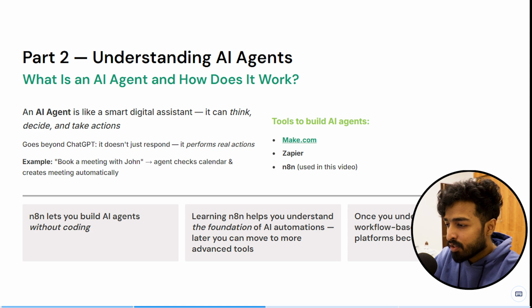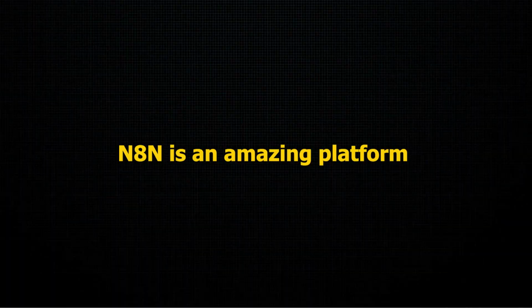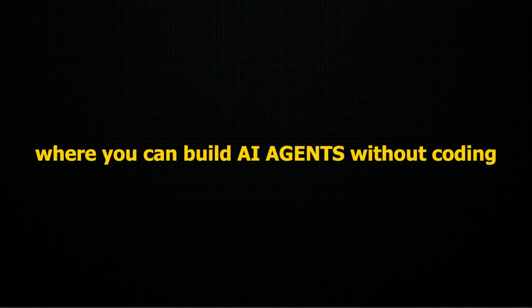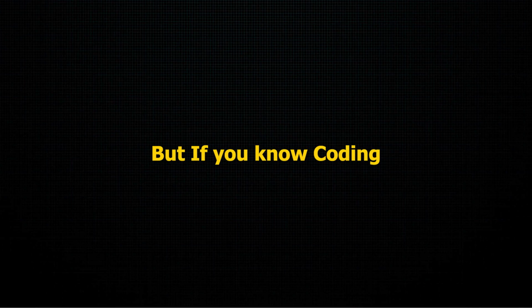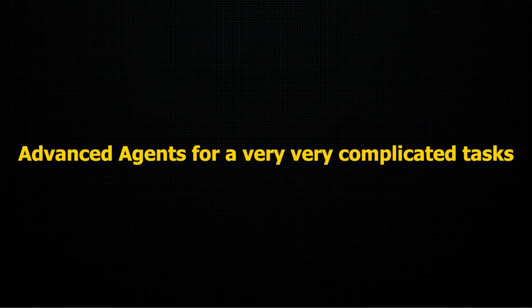And now since you're watching this video, I know you really want to learn how to build an AI agent. So how can we build it? Currently there are many tools like make.com, Zapier, and N8n. And of all those tools, we are going to use N8n, because N8n is an amazing platform where you can build AI agents without coding. But if you know coding, you can also make more professional, advanced agents for very complicated tasks.